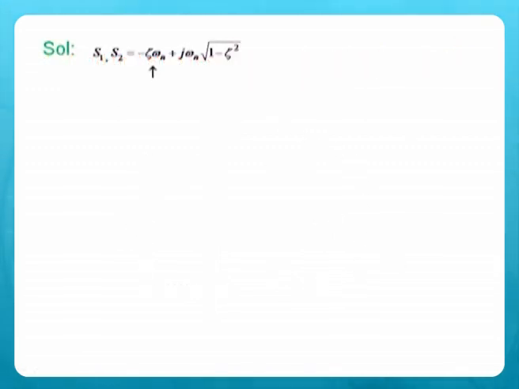So the two roots of such a function for an underdamped system are given by minus zeta omega n plus or minus j omega n under root of 1 minus zeta square. So this is the real part of the pole, minus zeta omega n, and this is the omega d, that is the imaginary part of the system.